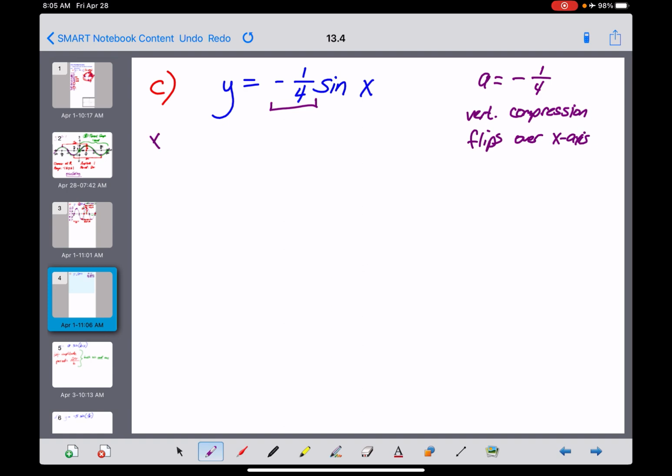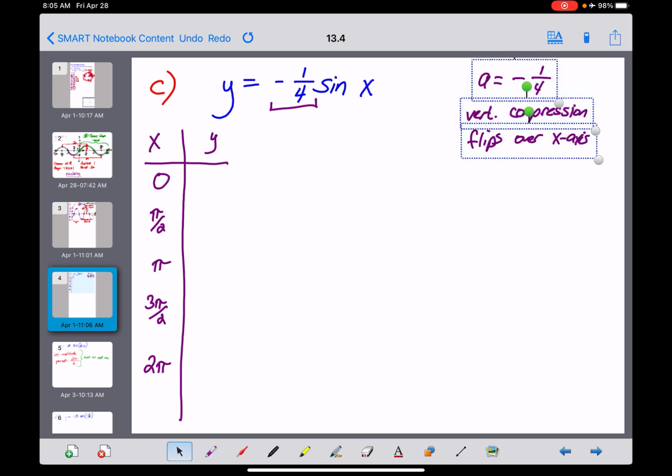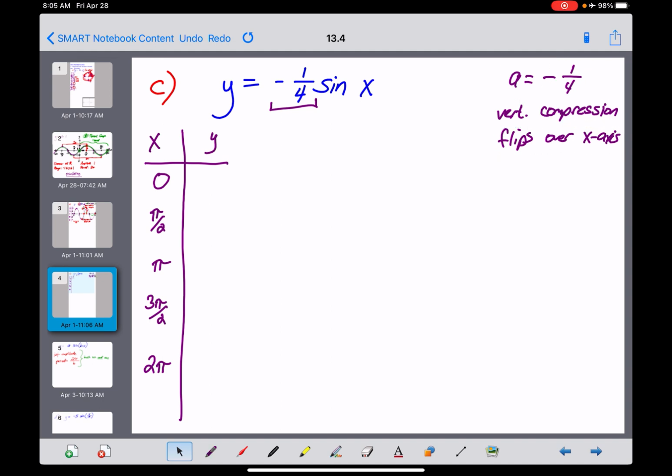Now, even if you're not quite certain about all that, when you make your table, I think you're going to see what's happening. I'm going to do the same 5 x values we've been doing here. 0, and then pi over 2, pi, 3 pi over 2, and then finally we'll end that at 2 pi, even though it certainly does go on further. And let's try to figure out what y is at each one of these spots. So I'm hoping you guys are knowing your sine values pretty well. If not, it's never a terrible idea just to sketch yourself a small unit circle and say, okay, where am I and what am I doing?